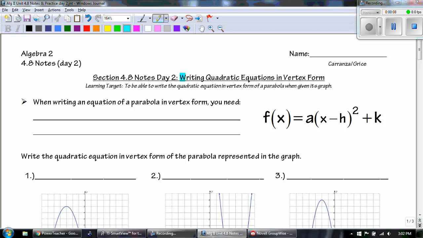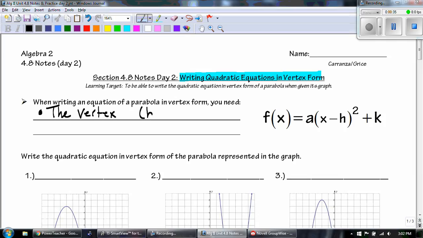Today we're going to be talking about writing quadratic equations in vertex form. Our learning target today is to be able to write the quadratic equation in vertex form of a parabola when given its graph. So when writing an equation of a parabola in vertex form, there are two things that we need. Number one, we need the vertex, okay?